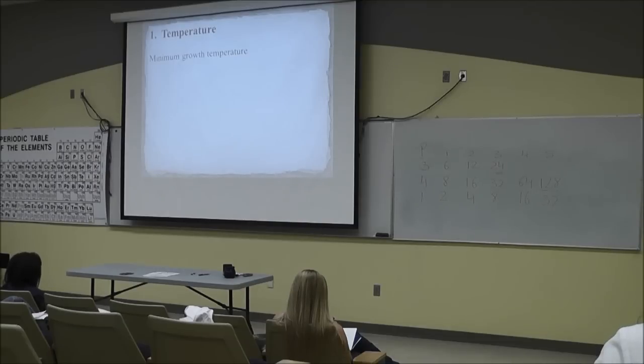Each microorganism has its minimum growth temperature, which is defined as the lowest temperature at which the growth of that organism is possible. Then we have optimum growth temperature, where the growth is best, which is not suitable for all cellular activities. We talked about that before, right? Yep. And then maximum growth temperature, the highest temperature at which the growth of the organism is possible.